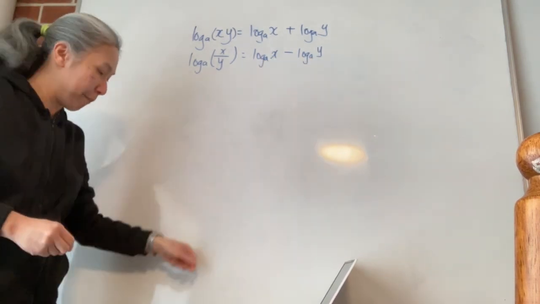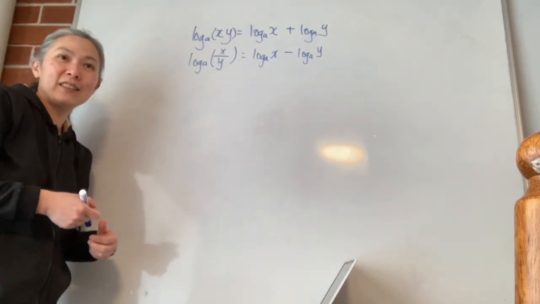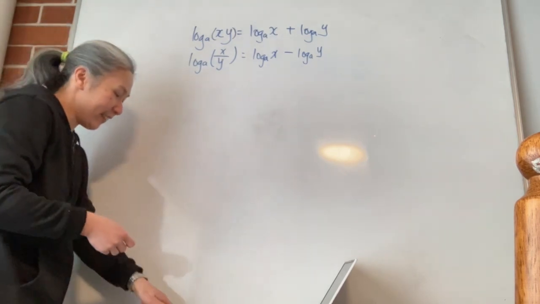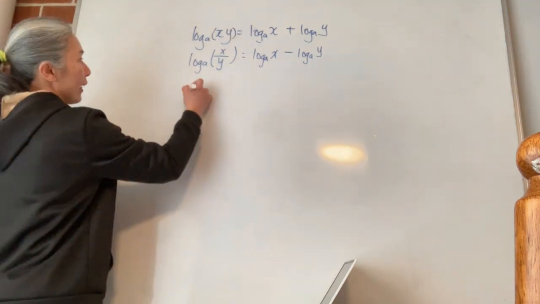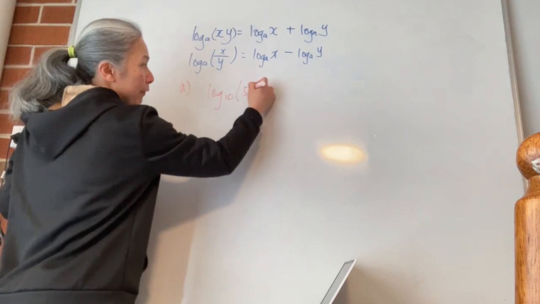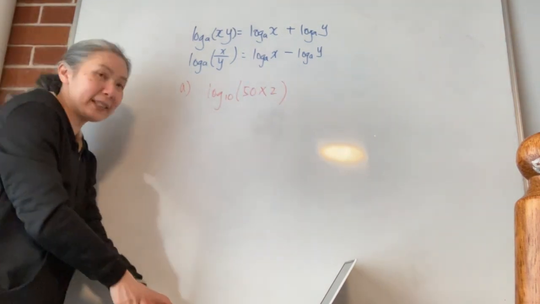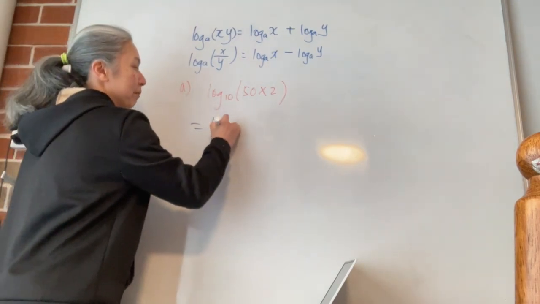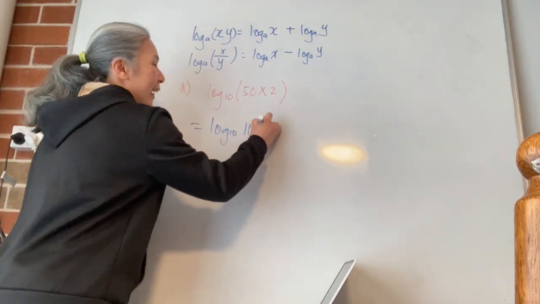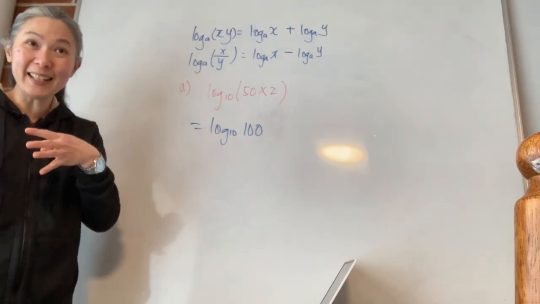They have to be the same. So by looking at question A, what do you think you have to do? Times it together. Good. So how are you going to write it? Yeah. Question A, you can write log base 10. That means 50 times 2, isn't it? Yeah. And that will give you what? Log base 10 of 100. Yes. And remember 100 you can write as 10 squared. Is that right? Yeah.